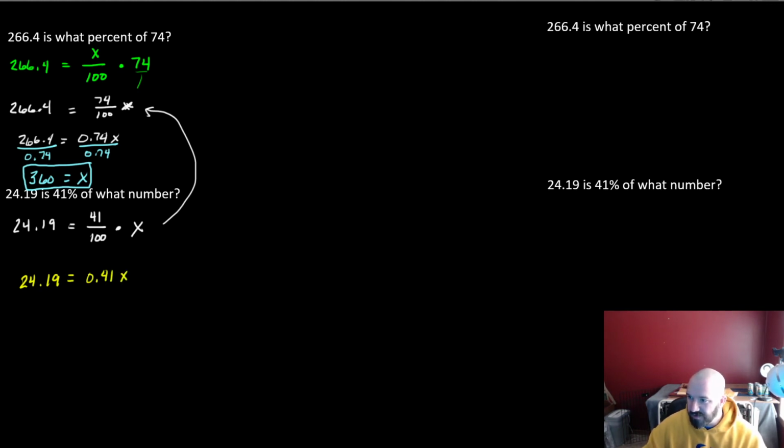Now we just go ahead and divide both sides by the 0.41. And then we take 24.19 divided by 0.41 and we get 59. 59 is equal to x. So 24.19 is 41% of 59.